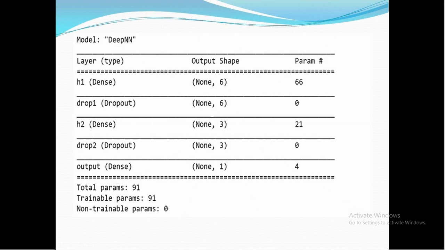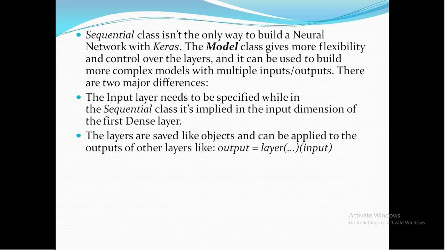The model class gives more flexibility and control over the layers, and it can be used to build more complex models with multiple inputs or outputs. There are two major differences. The input layer needs to be specified, while in the sequential class it is implied in the input dimension of the first dense layer. The layers are saved like objects and can be applied to the output of other layers.